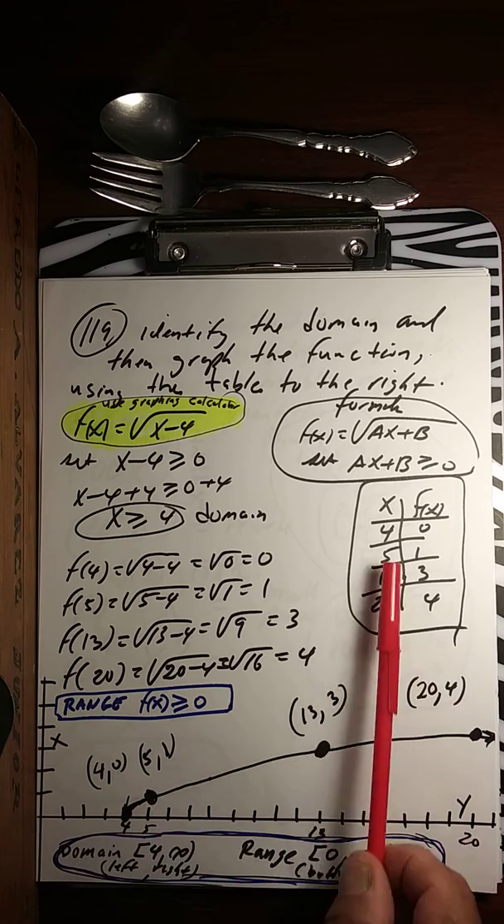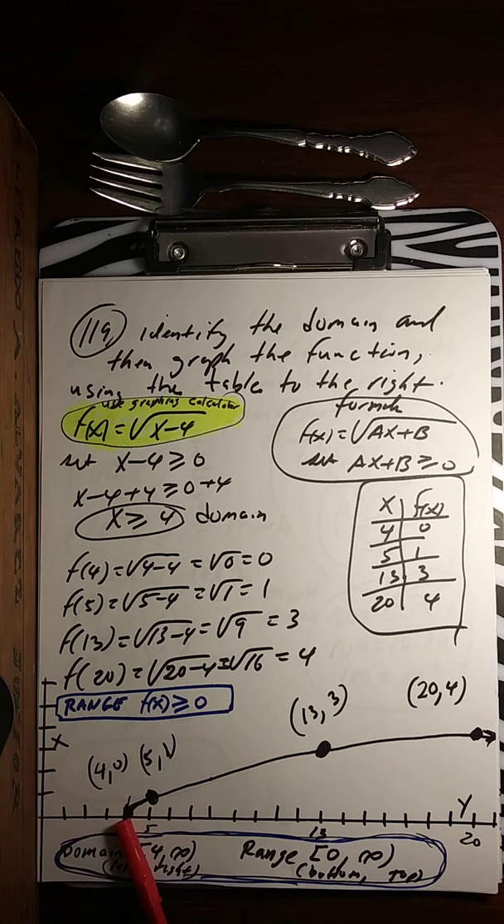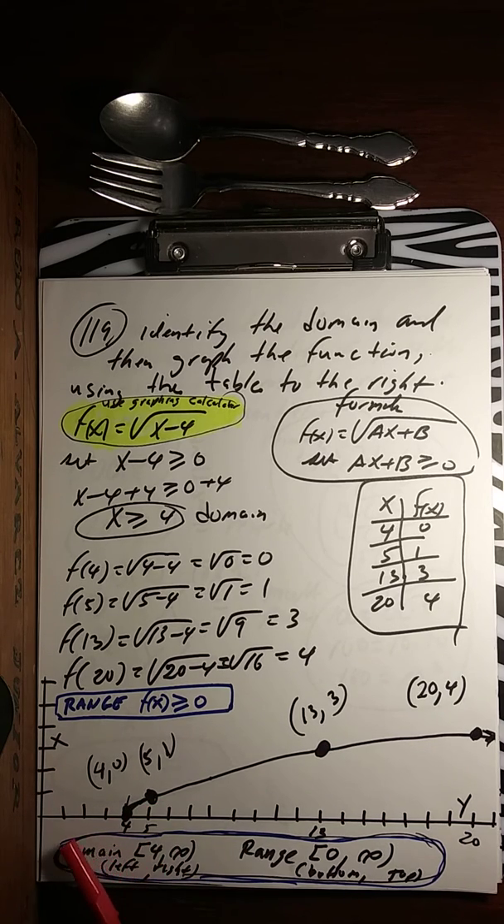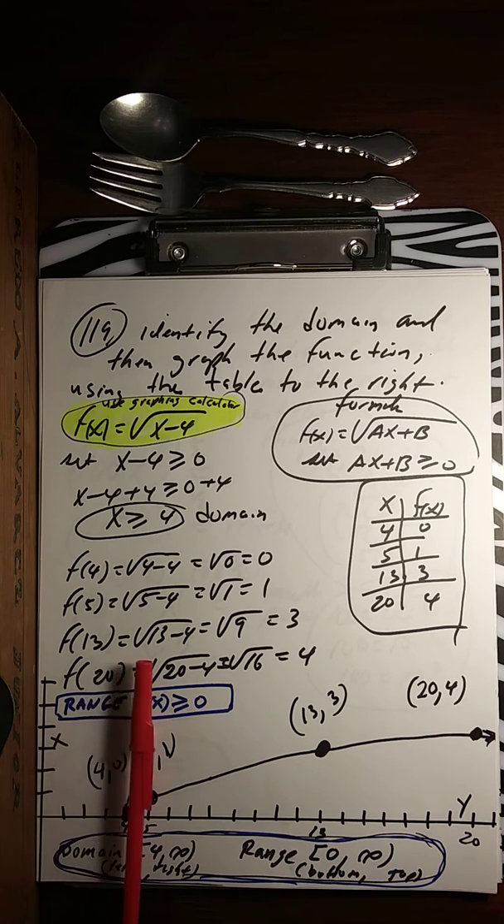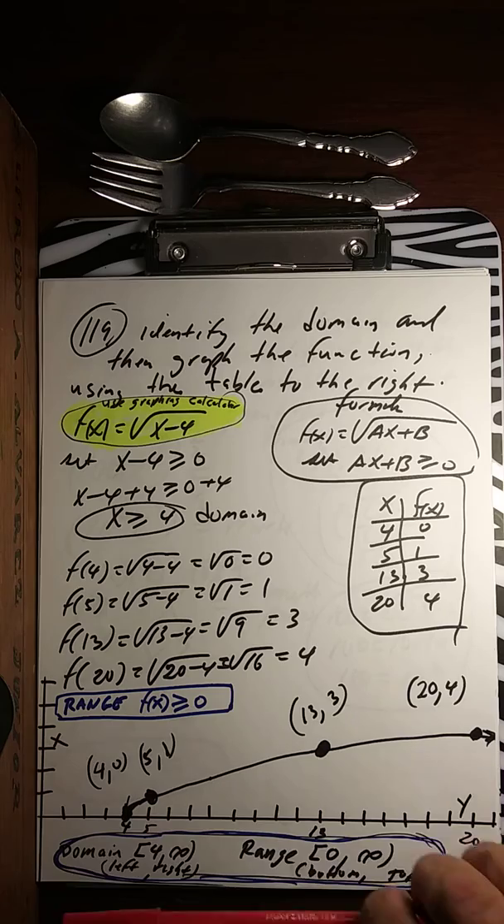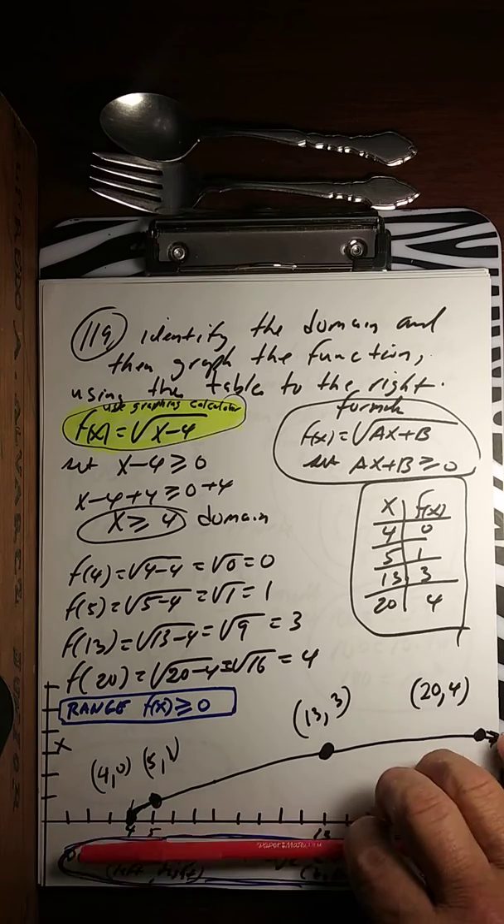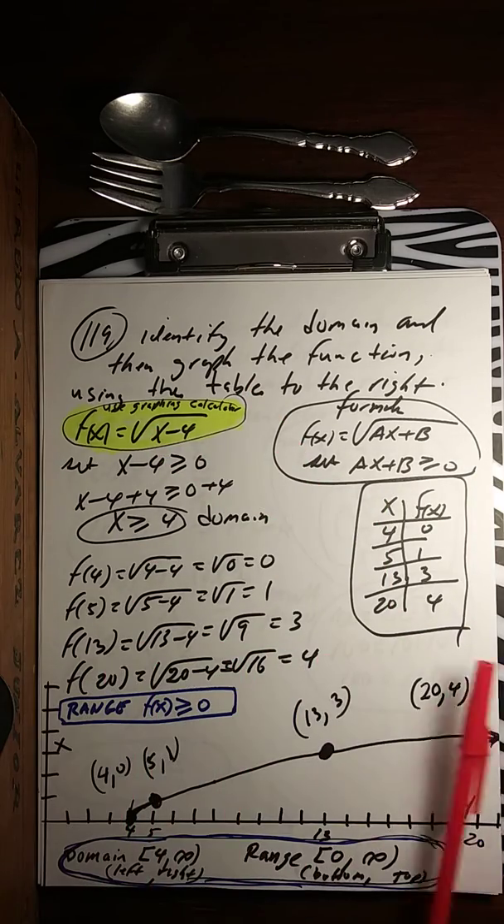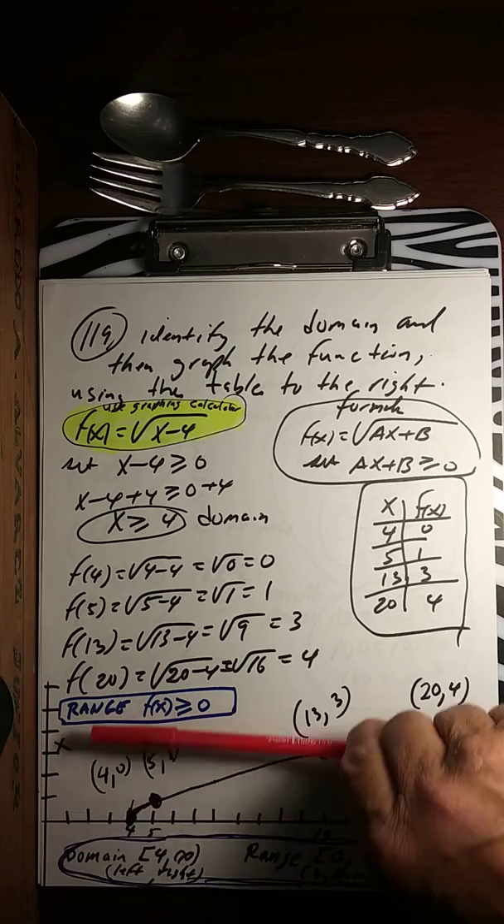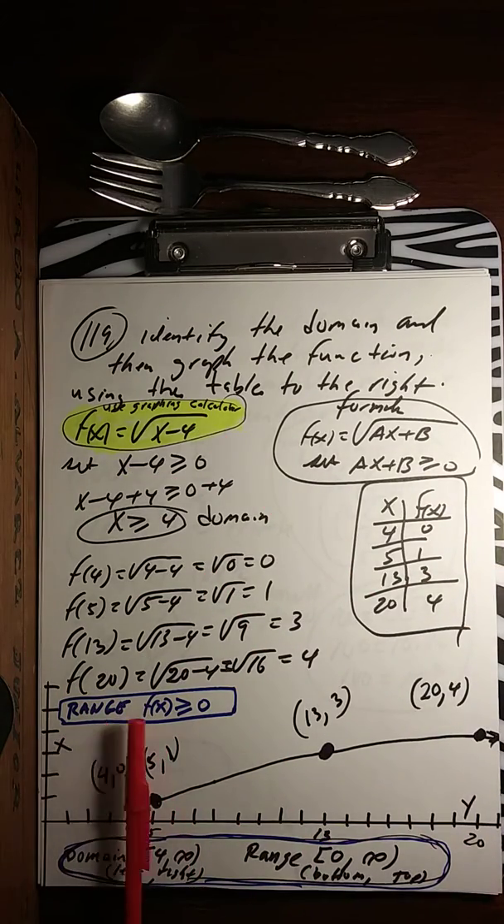So now, 4, 0; 5 up 1; 13 up 3 spaces; and 20 up 4 spaces. Connect the line, it goes this way. So now, the domain starts here, goes that way. So the domain is 4 to infinity, okay? And the range is going to be from 0 to infinity, that way. The range is from right there, from 0 up. Or you can say another way, the range is f of x is bigger than or equal to 0. That's another way to say it.